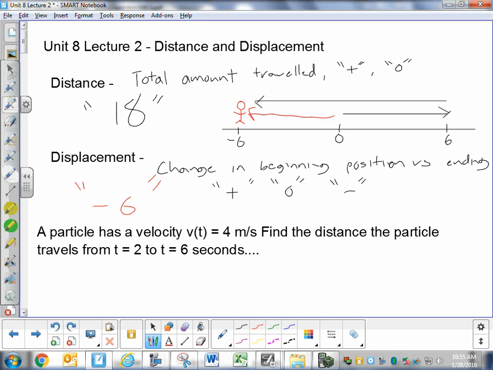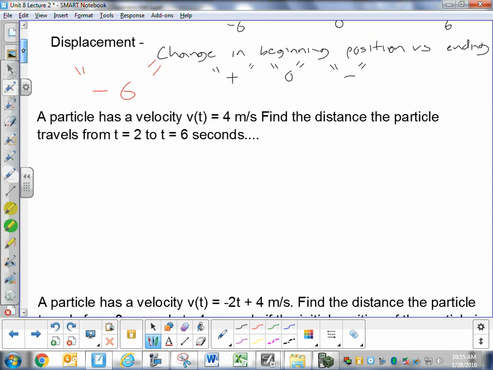Okay? Cool. Well, let's talk about distance and displacement in terms of calculus. We've already talked about this. I kind of used displacement, actually I used distance to talk about areas under curves, right? Here's an example that I used in class. Say a particle has a velocity of 4 meters per second, find the distance the particle travels from 2 to 6 seconds. And we said there's 2 ways to do it.